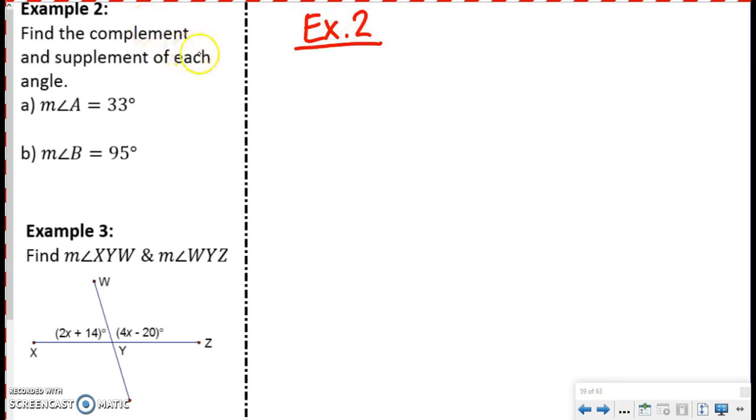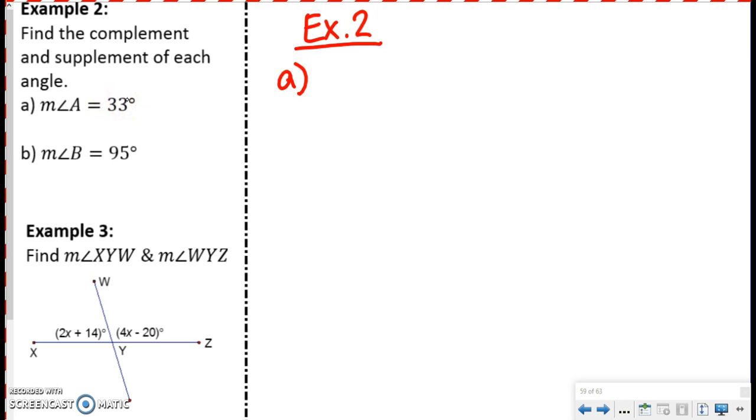Find the complement and supplement of each. So complement comes from complementary angles, and that's when you're just talking about one of the angles, you say complement. And supplement comes from supplementary angles. That supplement is just when you're talking about one of the angles. So they're giving us an angle and they want us to find the complement and supplement angle that goes with each. Okay, so part A, angle A is 33 degrees.